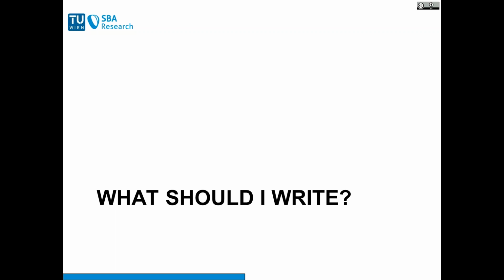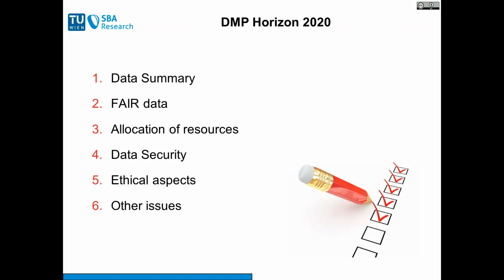Okay, let's move now to the part on what to put, in fact, into the DMP. This is very likely what interests you most. So these are the 6 sections of the DMP in Horizon 2020. I'm going to focus now on the first one, the data summary, and on FAIR data.